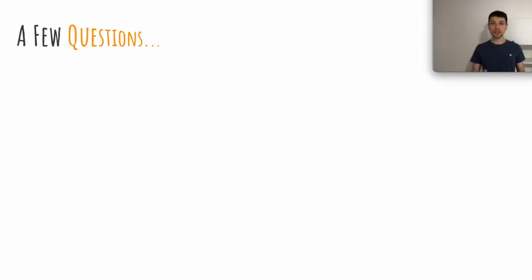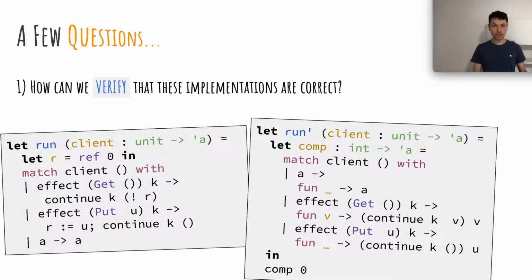But of course, these dynamic checks are not sufficient to establish the correctness of these implementations. So an important question is how to verify that they are correct. We might argue that for the first example, we don't need to do it because it is simple to understand.